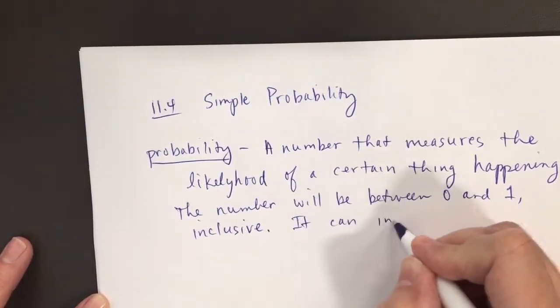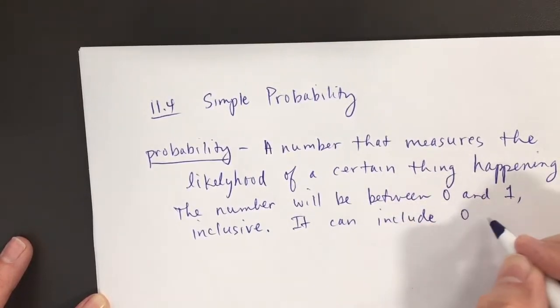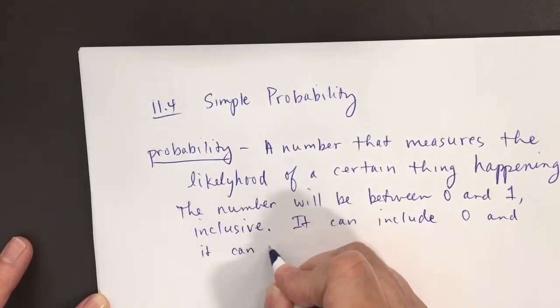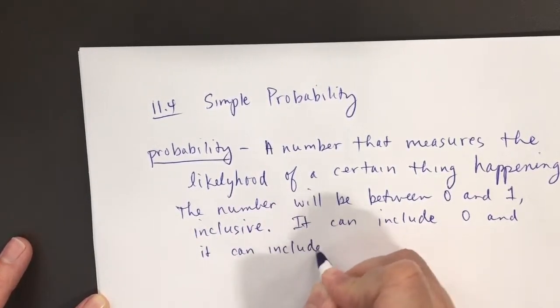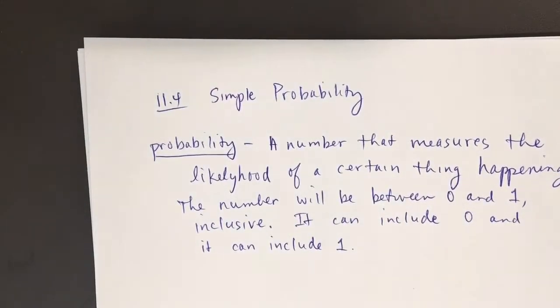It can include 0 and it can include 1. Those are the only two integers that it could possibly be. Some of the problems, they say give an integer or a fraction. Well, if it's an integer, it's going to be one of those two.